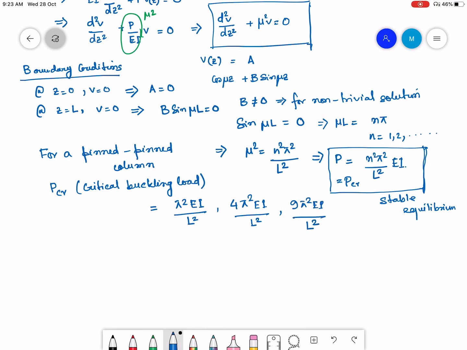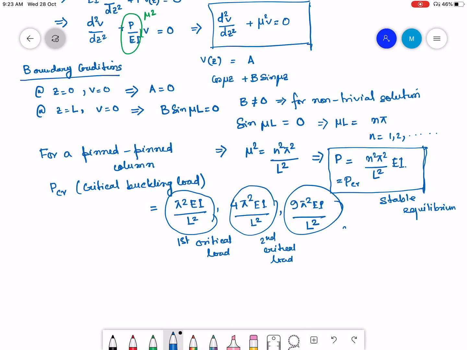Okay, now this is called the first buckling, the first critical load. This is of course the second critical load. And this is the third critical load, and so on, of course.